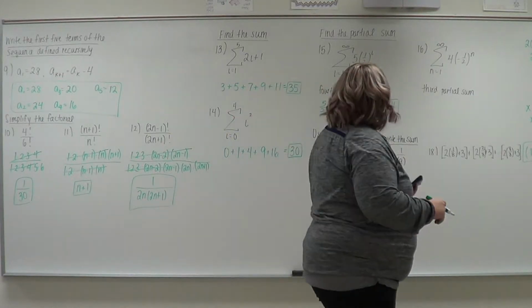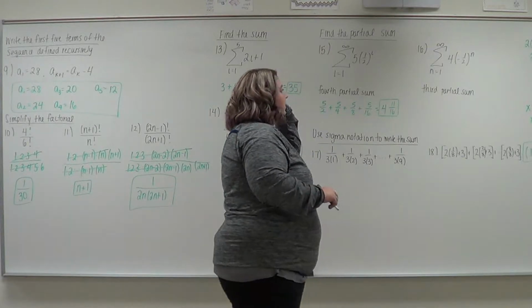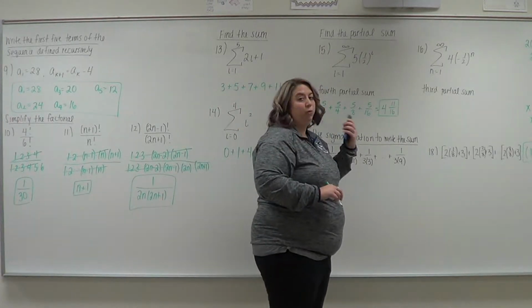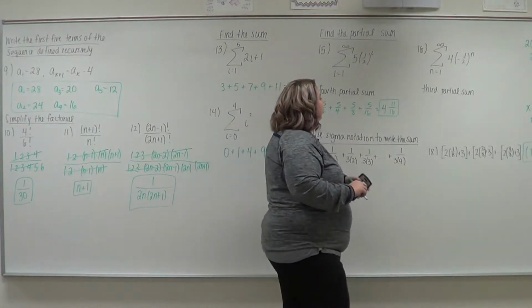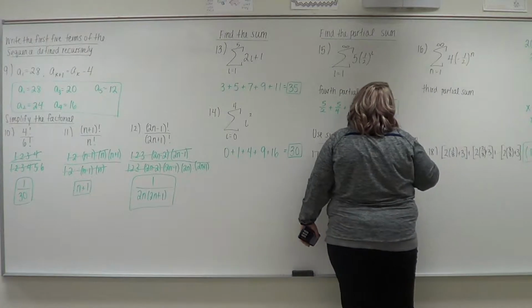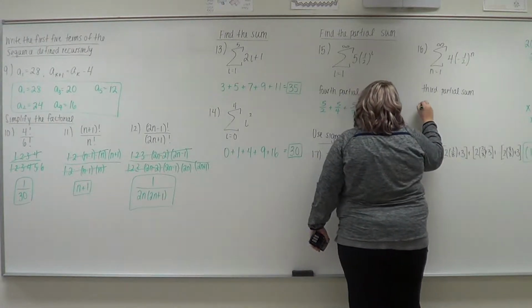Okay, number 16. Doing the same thing, but this time we're trying to find the third partial sum. So we're going to stop after we plugged in 3 numbers, then we have to add them together. So if I plug in 1, negative half to the first is negative a half, times 4 is negative 2.